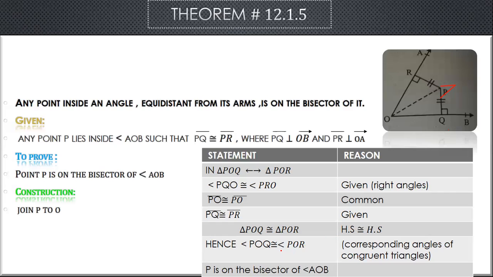When two triangles are congruent, it means that each angle and each side of the triangle is congruent to the other one. Hence, angle POQ is congruent to angle POR, corresponding angles of the congruent triangles. That is, P is on the bisector of angle AOB. We prove that P lies on the bisector of angle AOB. In the previous theorem, it was already given that P lies on the bisector, and we proved that PQ is congruent to PR.